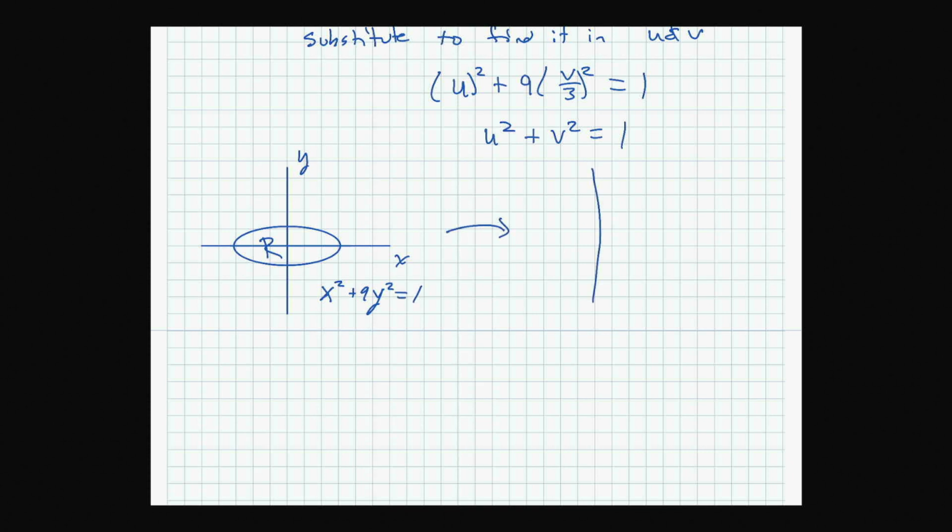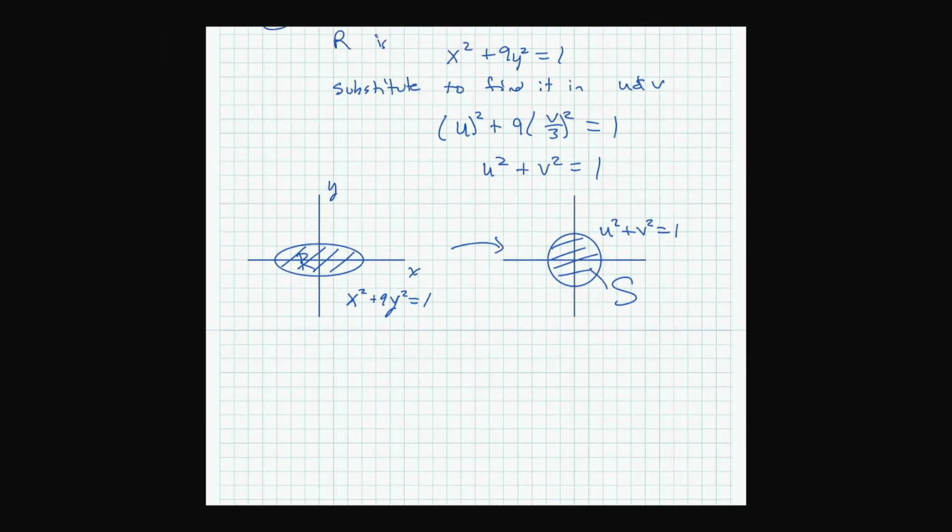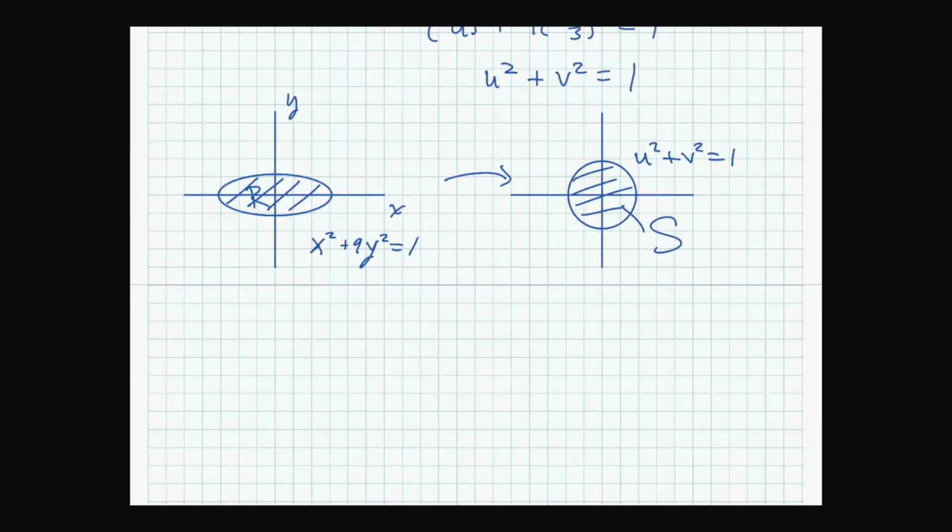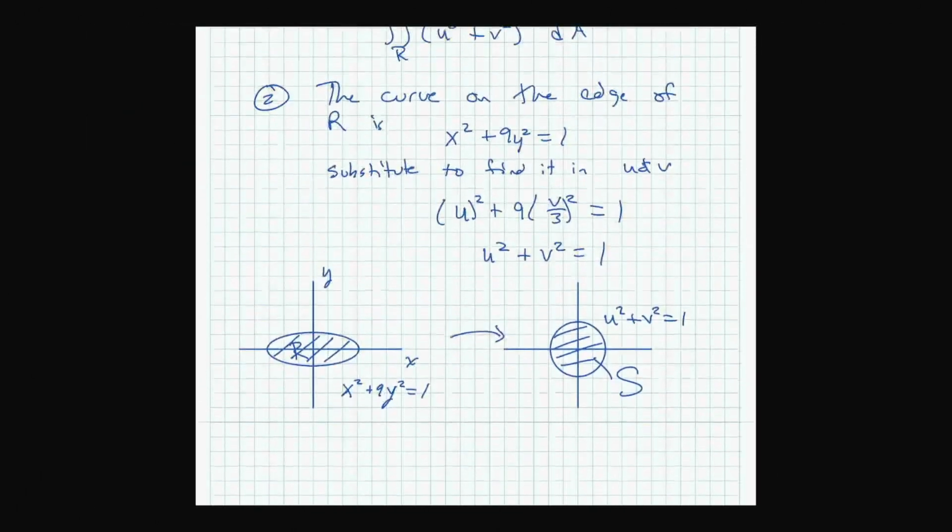But in the UV plane, it just came up this way. u squared plus v squared equals 1. That's just a circle. Okay, so that's why they suggested the substitution that they did, because that's a circle. Then we also need to calculate the Jacobian. We're going to need that.